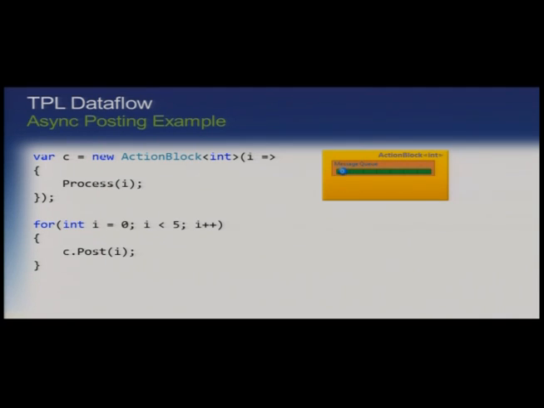And basically what happens is, as you post the value into the block, the block buffers all the messages that it has received, and it will start a task in order to start processing these messages. And as more messages arrive, the task continues processing them, and eventually, if the queue becomes empty, the task goes away. And then again, if another message arrives, the task will come back and process more messages, and then again go away.